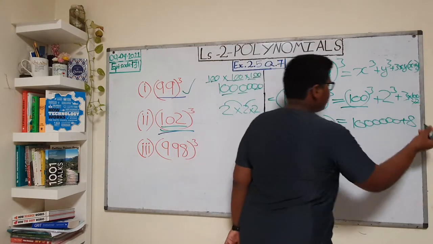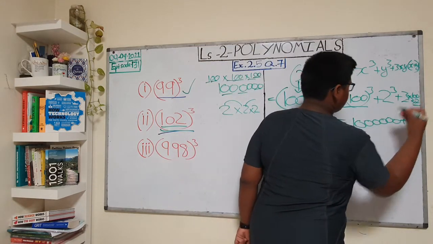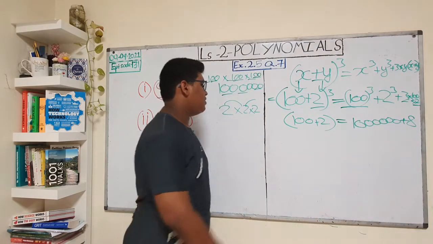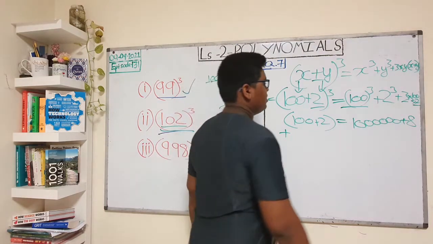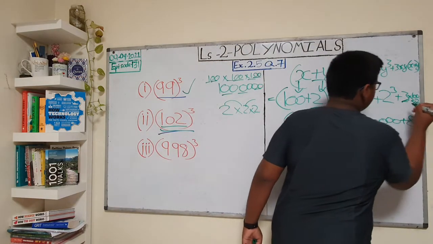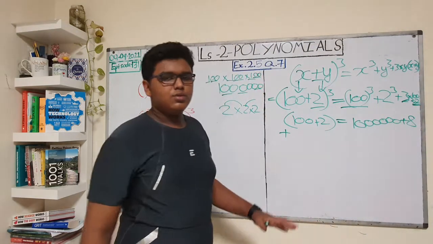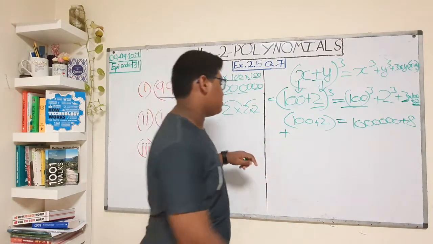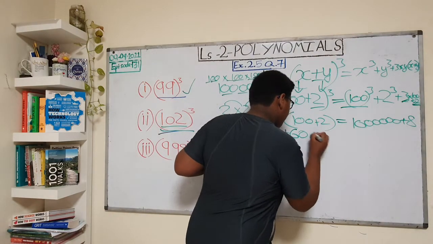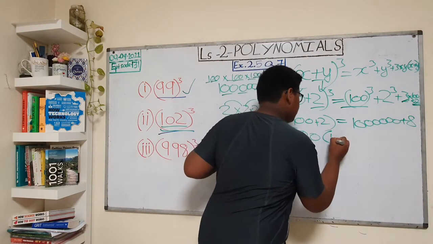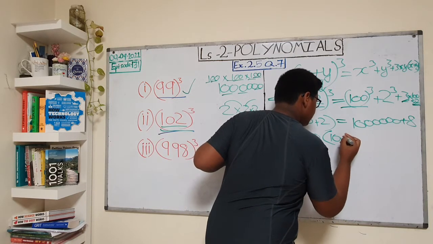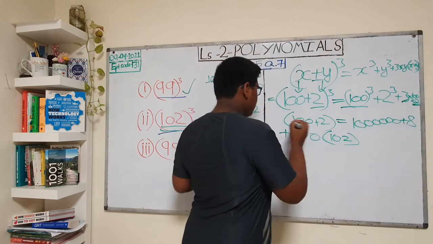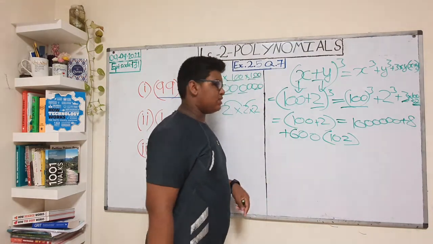Then 3 into 100. Now all the signs are positive, so we will not change the sign. Now 2 into 100, but before that we can just do 2 into 3, that will be 6. So 6 into 100 will be 600, into (100 plus 2), or you can write it as 102. Now this was our second step.